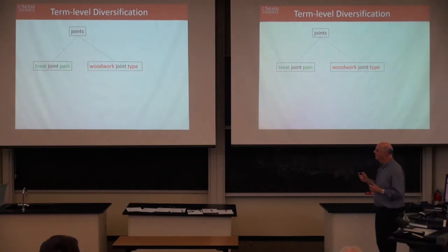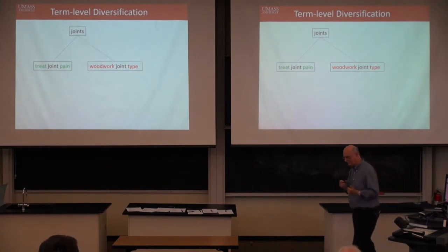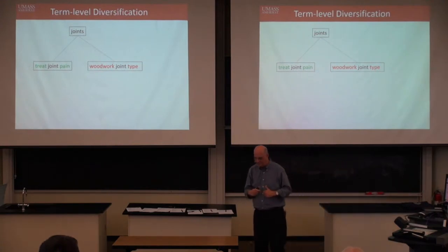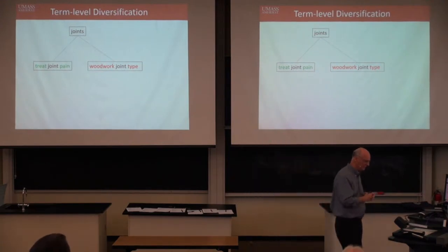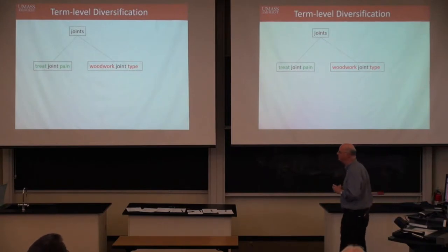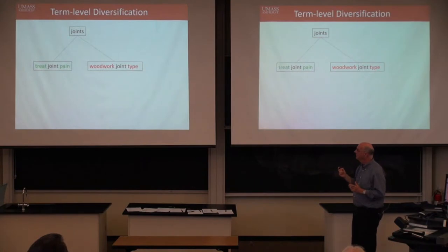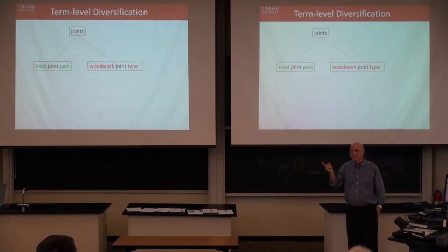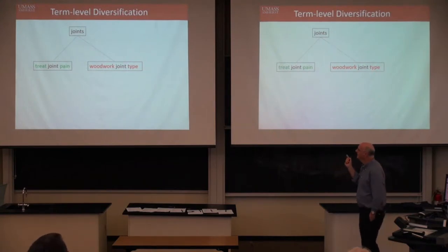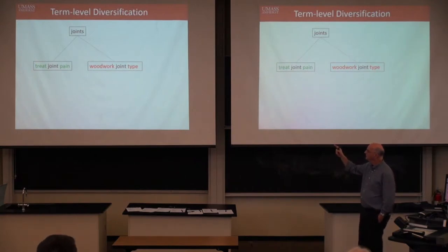Okay, so to explain how these things are related, at least at one level, I'm going to talk about an approach to diversification that we proposed last year. It's called term-level diversification. The normal diversification process is you start with a query like "joints", and this is a family-friendly example, so we never infer any aspect having to do with drugs, you'll notice. So we start with a query of "joints", and somehow we know that there are two underlying aspects related to that: treating joint pain and woodwork joint types.